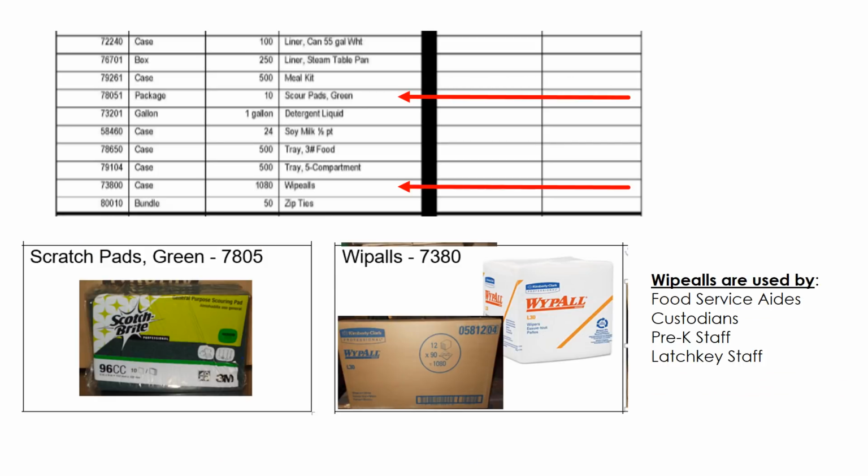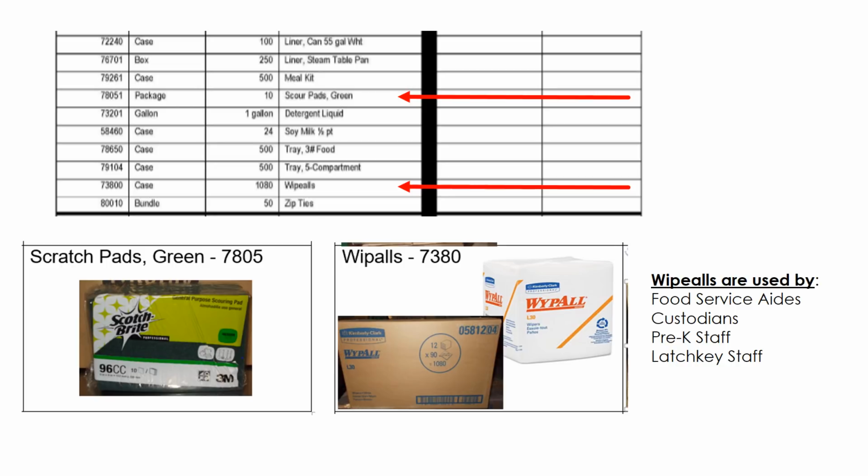Scour pads and wipe alls are used to clean. Scour pads, also known as scratch pads, are used to wash dishes in the 3-compartment sink or to scrub equipment. Scratch pads should be washed, rinsed, and sanitized at the end of each day and can be used for many days. Scratch pads should only be ordered when you are running low, as the package will last a while.